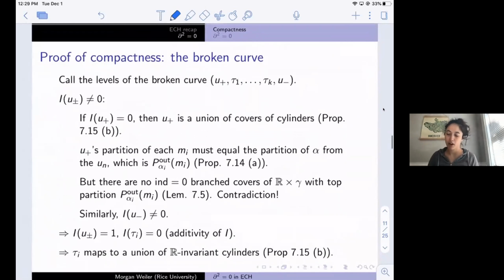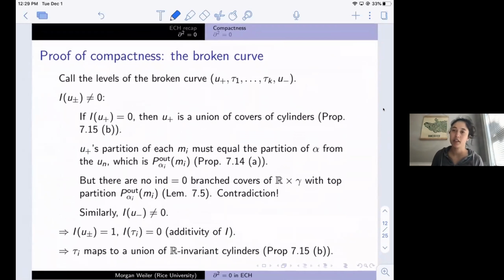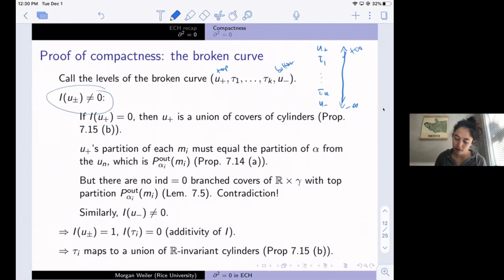Now let's figure out what our broken curve looks like. I'm going to call these levels the names that I wanted to give them in the compactness lemma. This is the top level and this is the bottom level. So I have u plus, tau 1, through tau k, u minus, towards negative infinity. The next step is to show that the indices of u plus and u minus have to be 1. If I can show that they're non-zero, then they both have to be 1, because if one of them is 2, the other one has to be 0. So the index of the tau i's is also 0, and by this great proposition that I keep talking about, the tau i's have to map to a union of R-invariant cylinders.